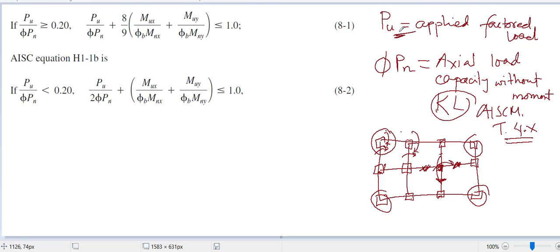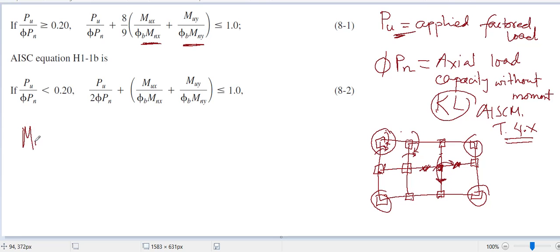This is the applied load. Now we discussed this one. What is this? It is the beam capacity about the x-axis. What is this? It is the moment capacity about the y-axis. So Mux, how to find Mux?